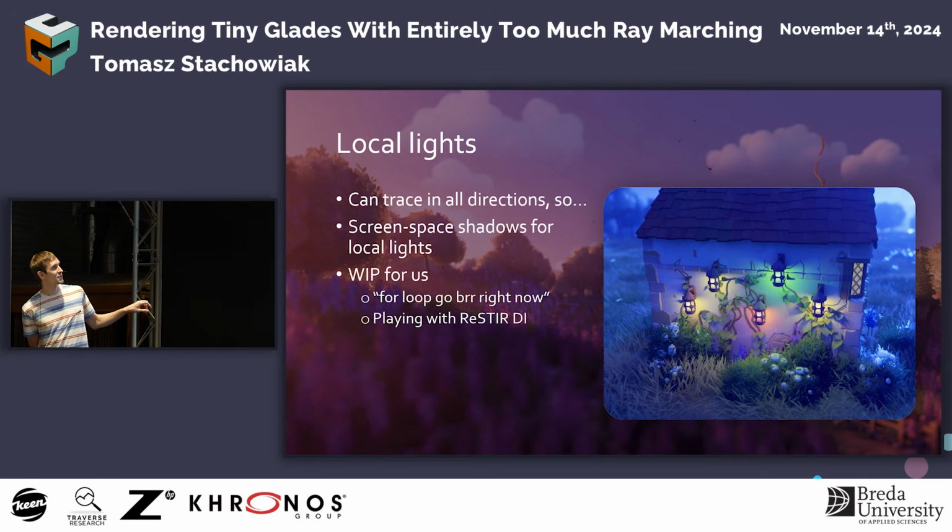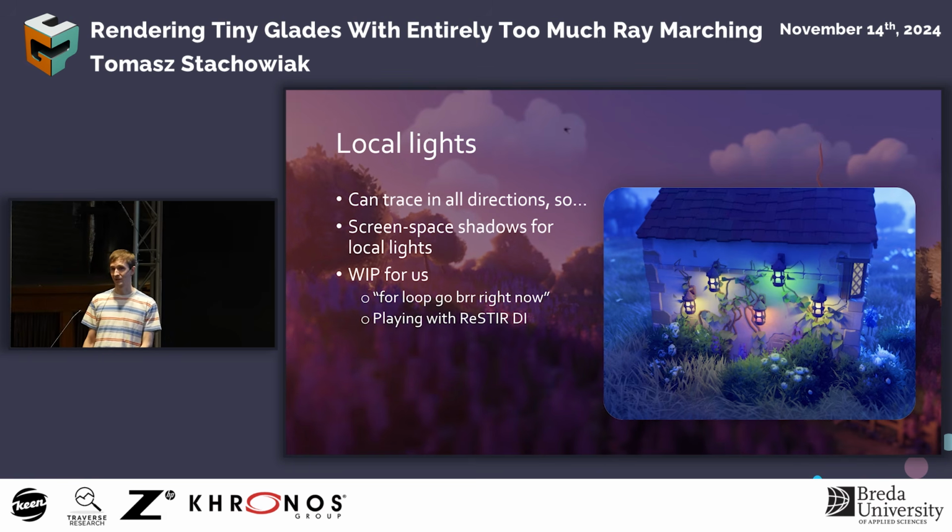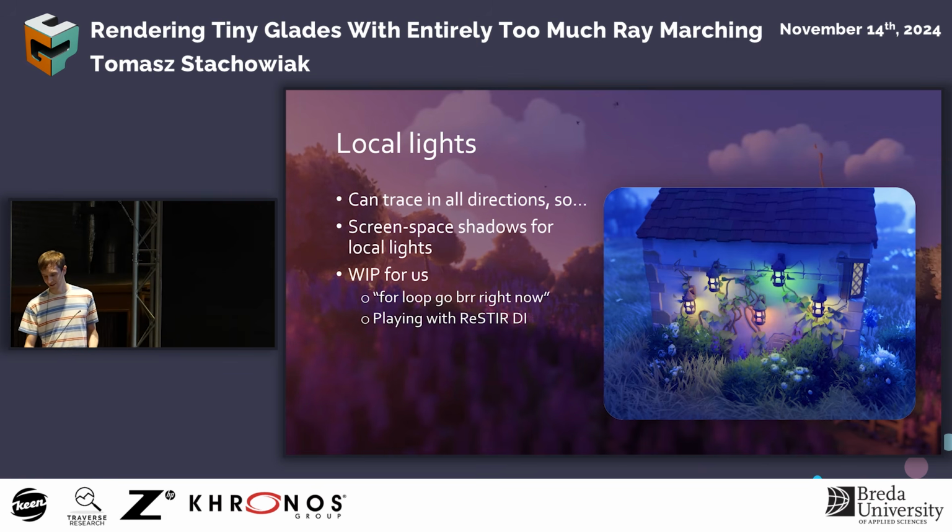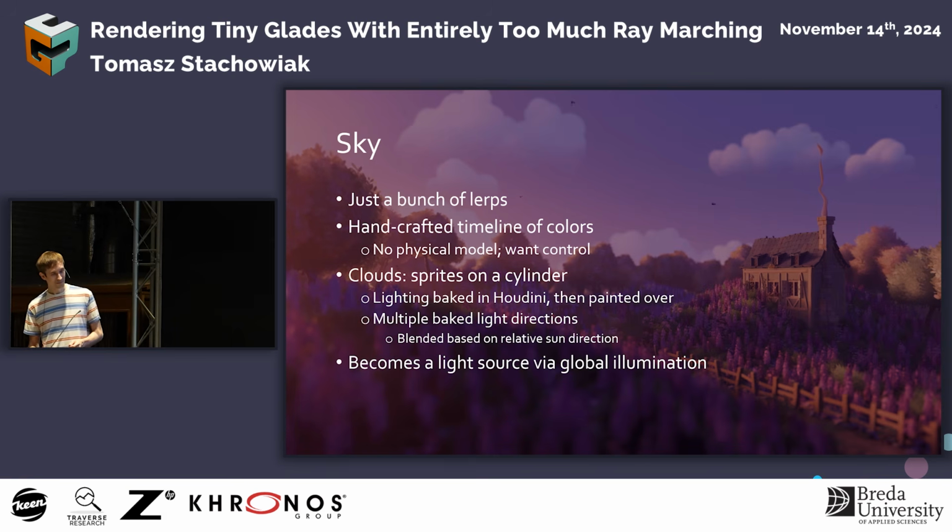And it's something we're still investigating. Because of the UGC nature of the game, we end up having thousands or potentially hundreds of thousands of lights, so I'll need to look into ReSTIR DI. For now, it's kind of simplistic, but it gives you the idea that you can get local stuff as well.